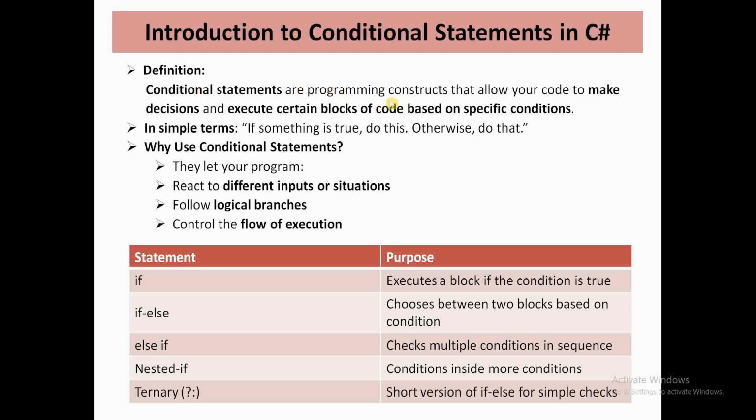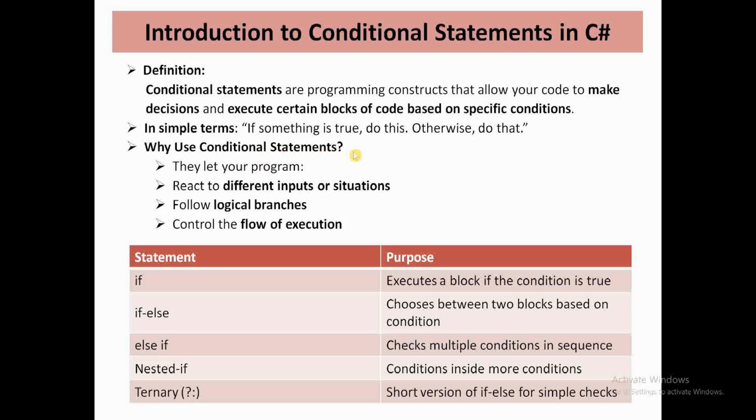Conditional statements are programming constructs that allow your code to make decisions and execute certain blocks of code based on specific conditions. Suppose we have an if else condition. If the condition we provide is true, then it will execute the block of code in the if statement. Otherwise it will execute the else part. In simple terms, if something is true, do this, otherwise do that. These are the two possibilities we have in conditional statements.